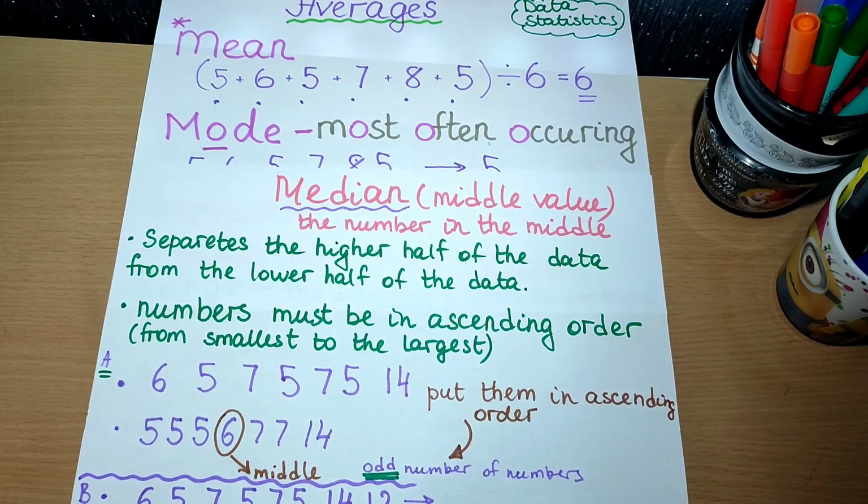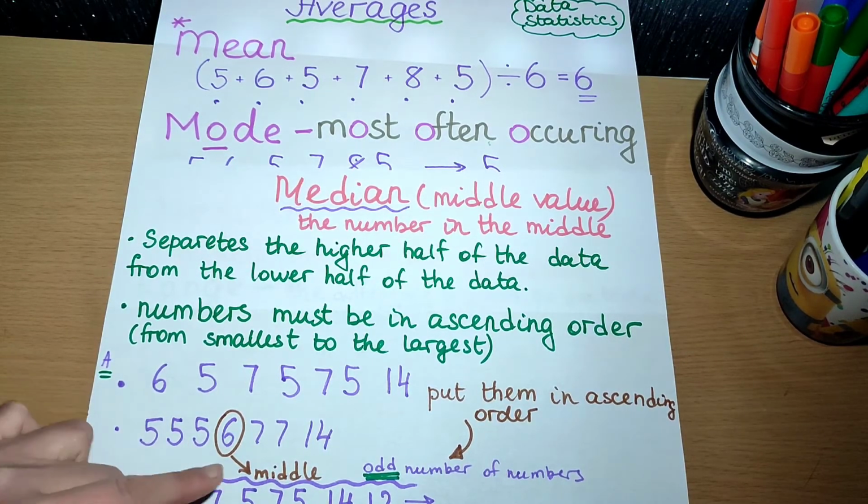Right, so the way we find median average, the first thing we need to do is put all of these numbers in ascending order, from smallest to the largest. So we have our 5s, then we have 6, 7 and 14. So we put them in ascending order from smallest to the largest. Well, which number is in the middle?